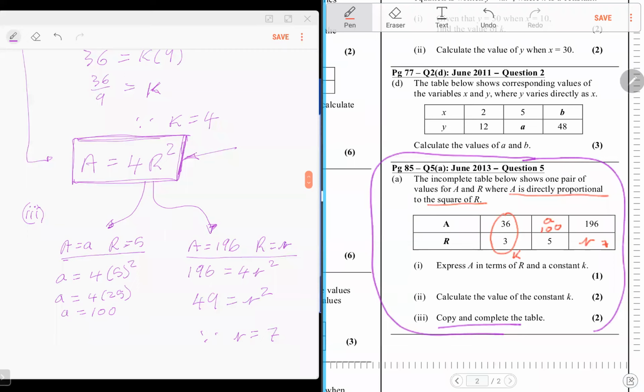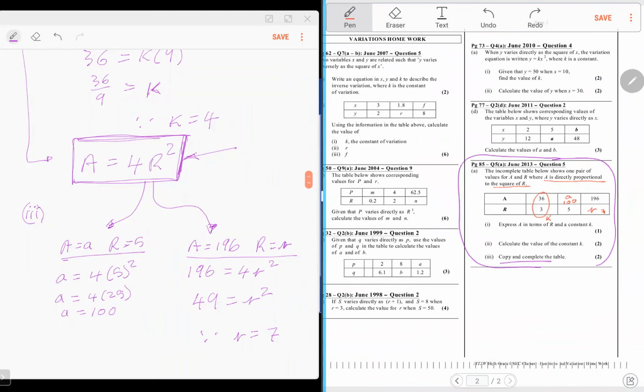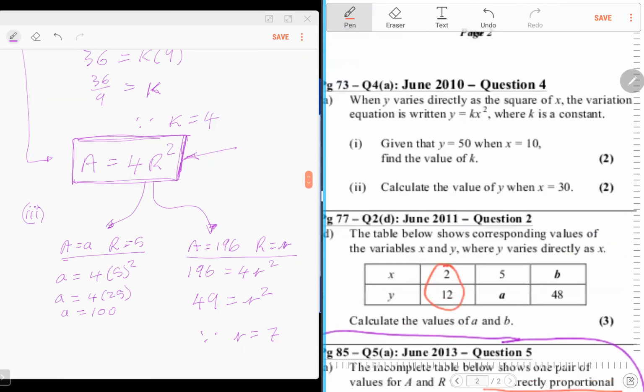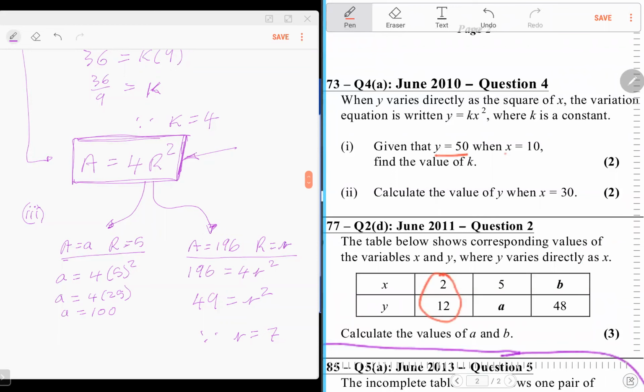Before you go, sir, you're saying that in every one of these tables there would be a constant set? Yes, look at all of them. They'll always give you a pair of values that you know, to find your K. Look at this one. This is what you're going to use to find the K. Let's look at the next one. See here, they give you the known y and the known x. That is what you're going to use to find the K.